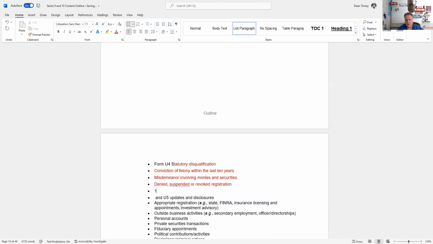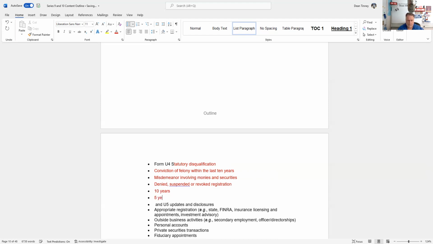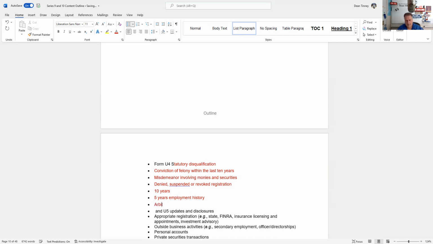The U4 also is going to ask you where you've been residing for the last 10 years. It's going to ask you for 5 years of employment history. A lot of our reps don't know, but embedded in the U4 is the arbitration clause where the associated person agrees that if they have a problem with the broker dealer, they're going to take it to arbitration. The exception would be HR issues like sexual harassment, age discrimination. They can't make you go to arbitration for that kind of stuff.